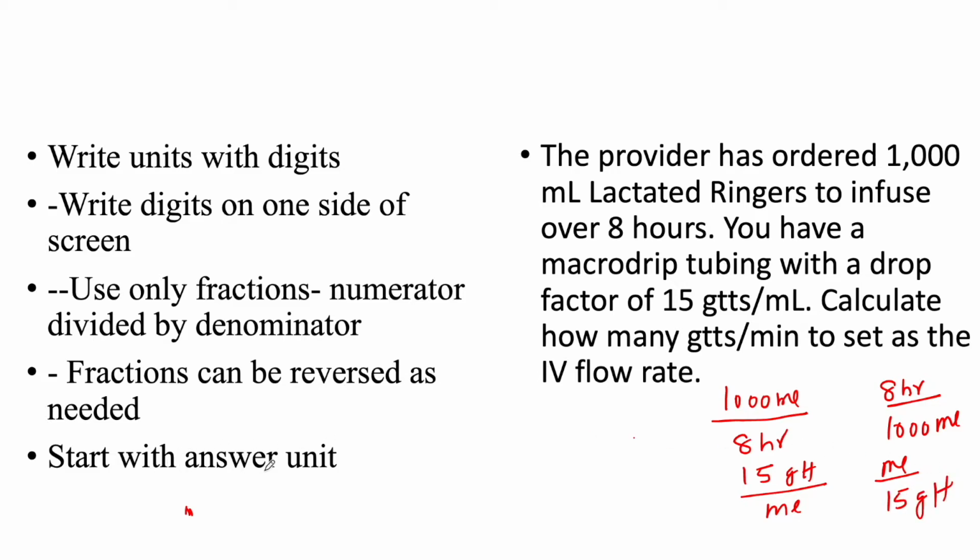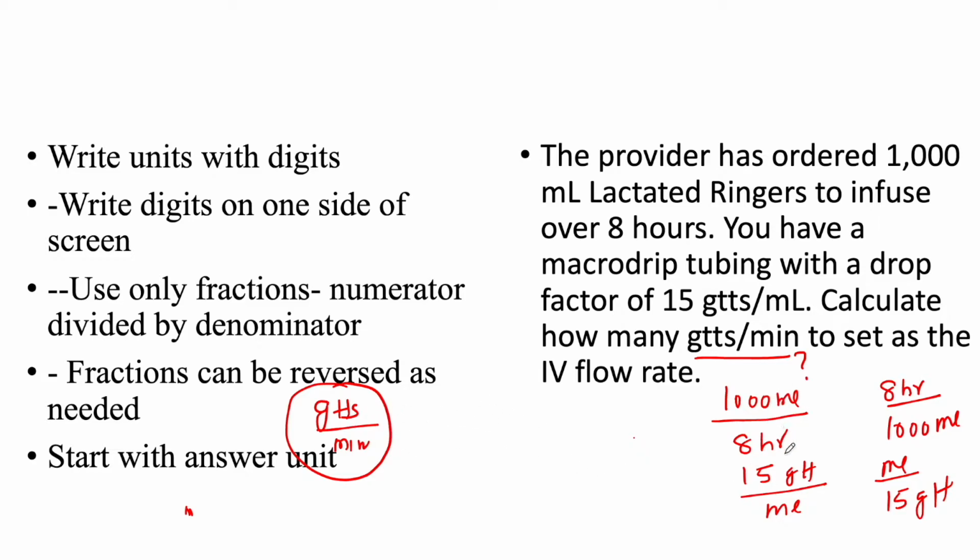The next rule is start with answer unit. We have written this on one side, maybe on the right side. So write all the digits on one side of the screen. Now we'll do the calculation in the middle or on the left side. My answer unit is GTT per minute. That's what I needed, so I can write it here. I'm going to write GTT per minute here. That's what I want to calculate. So I start with the answer unit.